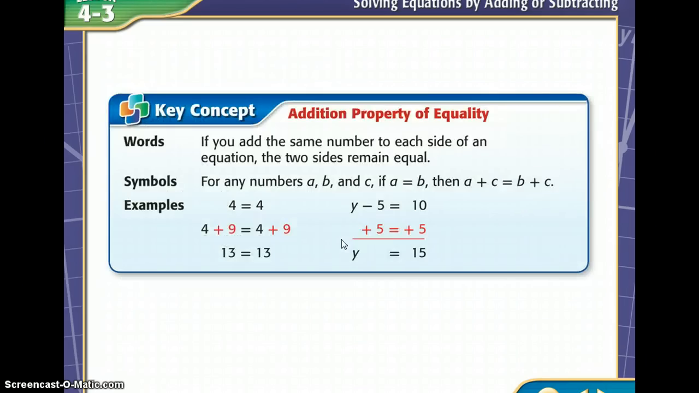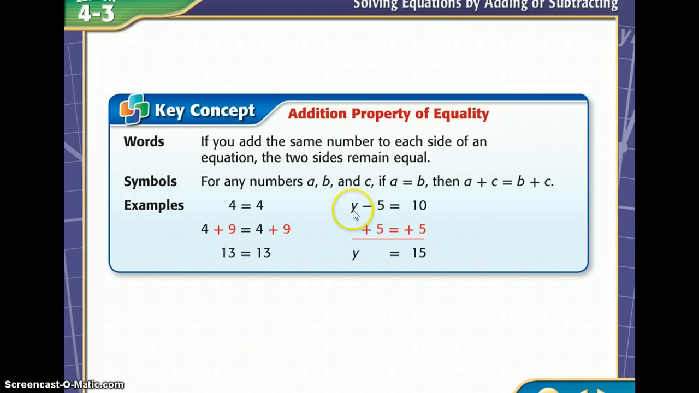Okay, so here you go. You have the addition property of equality. Basically, you start with the idea that you have two things equal to each other. And when you know that two things are equal to each other, if you add something to both sides, you are maintaining the equality. So then 13 equals 13.